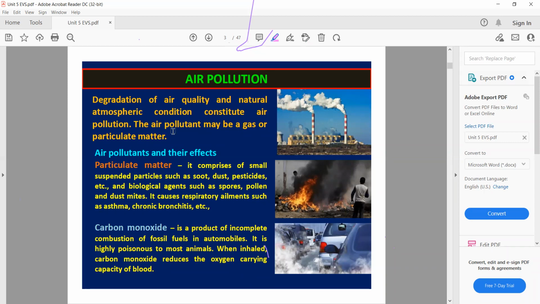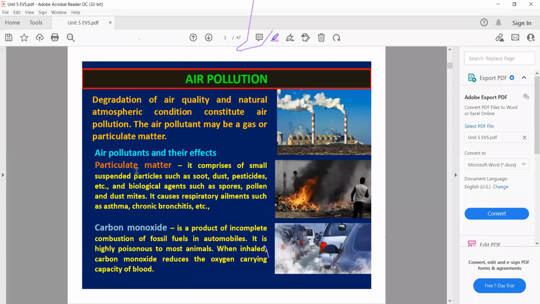So air pollution, this one also can come for a 2-mark question, that define air pollution. In that case, you will define air pollution in 1 or 2 lines like this, and after that you will have to write at least 1 line about air pollutants and their effect, if it is a 2-mark question. If it is a 5-mark question, then matter is here for you, you will write this.